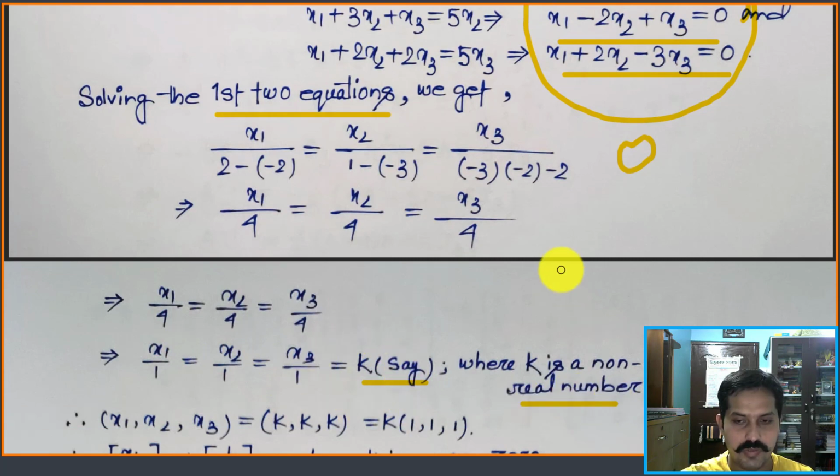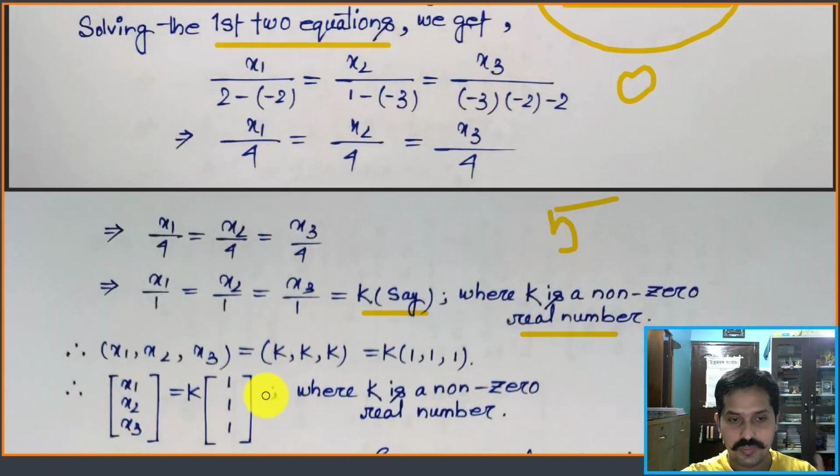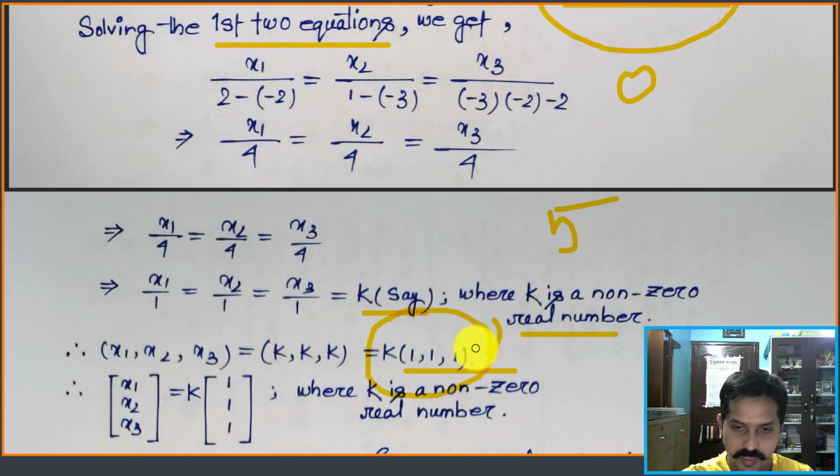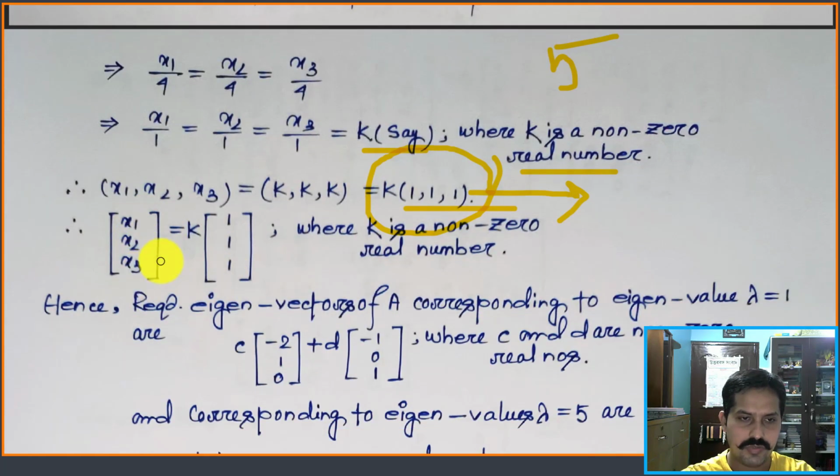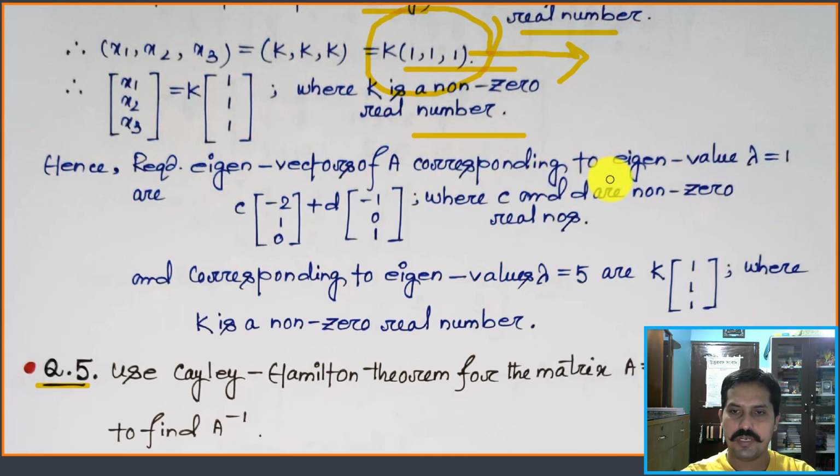Now what is k? k is a non-zero real number, because lambda is 5, which is a real number. Now if I put x1, x2, x3 here, we get k equals 0, but we have to consider k as a non-zero real number. So the result will be x1, x2, x3 is k, k, k, taking k common, 1, 1, 1. Now, here 1, 1, 1 is exactly one vector, and definitely one vector is always linearly independent, right? So the eigenvector is x1, x2, x3 equals k times (1, 1, 1), where k is a non-zero real number. Hence, the required eigenvectors of capital A corresponding to eigenvalue lambda equals 1 is this, where c and d are non-zero real numbers, and corresponding to eigenvalue lambda equals 5 is this, where k is a non-zero real number.